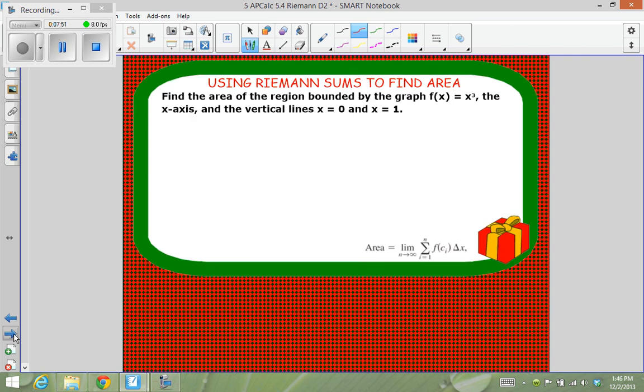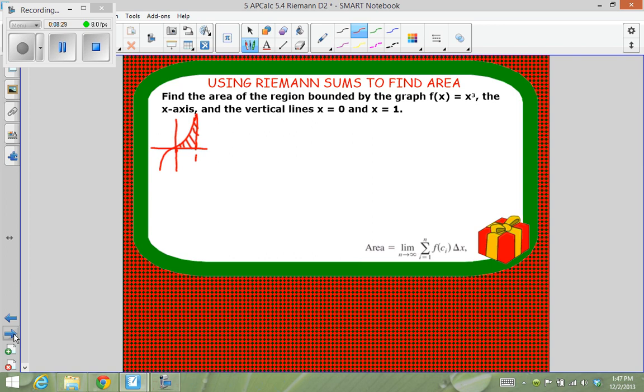Okay, all right. So we're supposed to find the area of the region bounded by the graph of f of x equals x cubed, the x-axis, and the vertical lines x equals 0 and x equals 1. Let's first draw our graph. Looks like that right there. There's our x cubed, and I want to go from 0 to 1, so that's going to be from right here over here to 1. And that tells me I am going to find that area right there, that little bit of a shaded area right there.